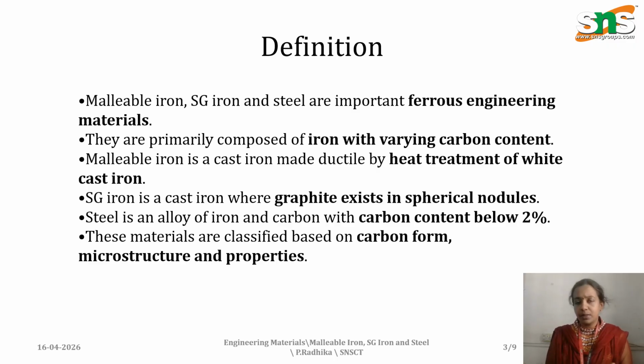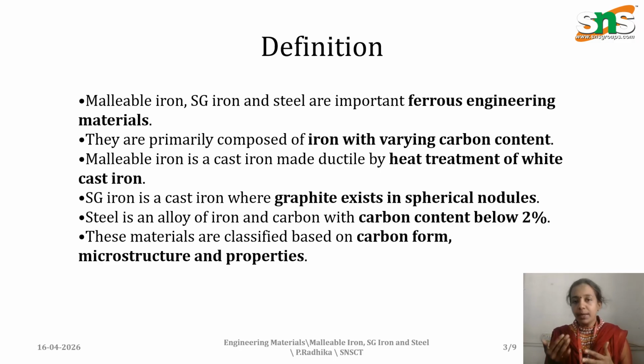Steel, if we specifically see, is an alloy. What is an alloy? An alloy is a combination of two materials. When two materials are combined together to get a new material, the positive properties of both materials are combined together and a new material is formed. That type of material is called an alloy. So steel is an alloy and it has a carbon content below 2%.